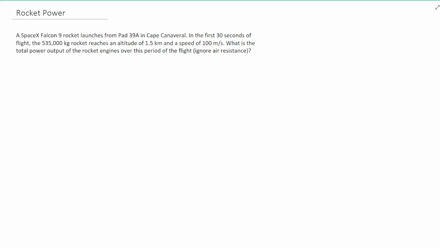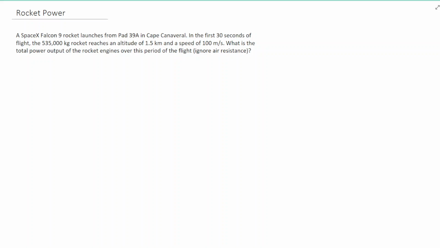In this problem, we have a Falcon 9 rocket launching out of Cape Canaveral. Included in its payload, it has a mass of 535,000 kilograms. And we have information about the start of its flight. In the first 30 seconds, it gains altitude and speed. And we're looking for the total power output of its engines.